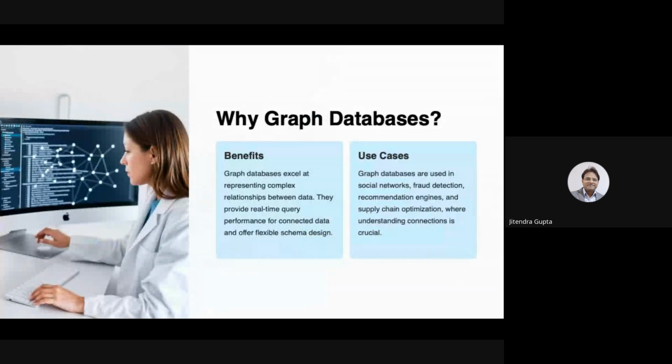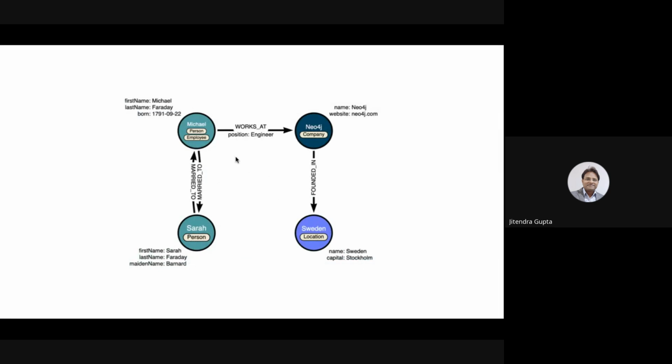Now, something more about why these graph databases, what are the benefits that we are getting? Graph databases excel at representing the complex relationships between the data. Here, if you see, the four nodes structure itself is kind of complex, right? Now imagine if we scale it to millions of records and try to represent all of that. That becomes very complex to actually figure out what relationship has what.